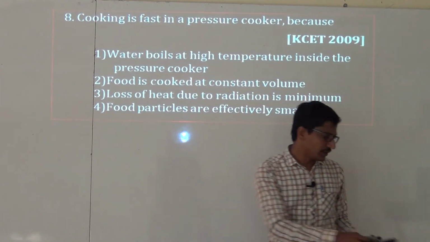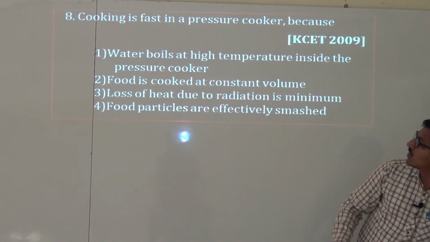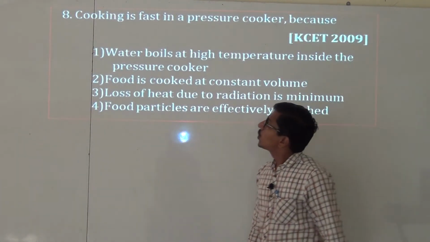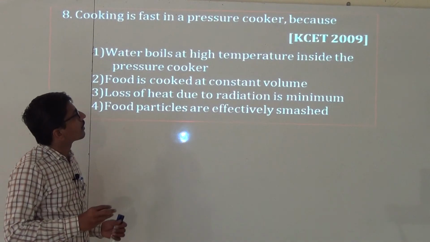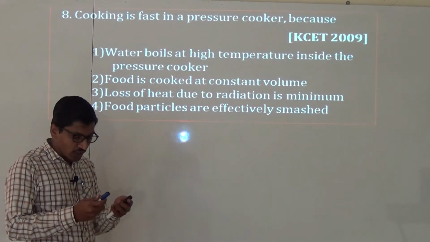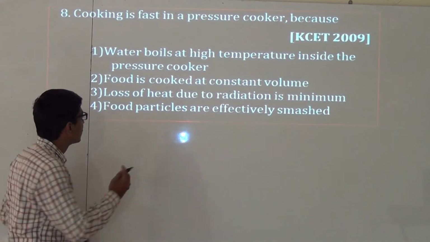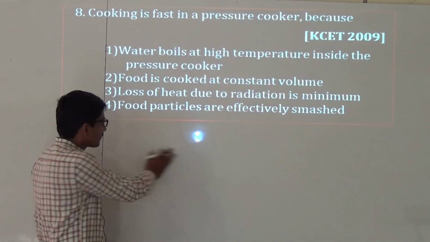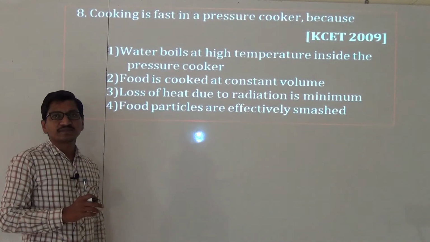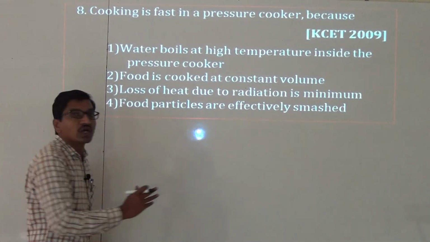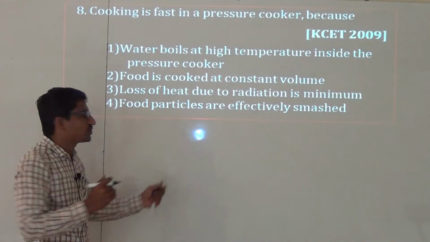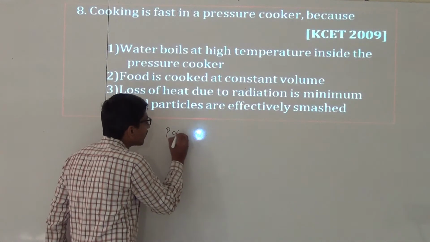Next question is, cooking is fast in a pressure cooker because, inside the pressure cooker, cooking is fast. This is because water boils under high pressure. This is based on Gay-Lussac's law. Pressure is directly proportional to temperature.